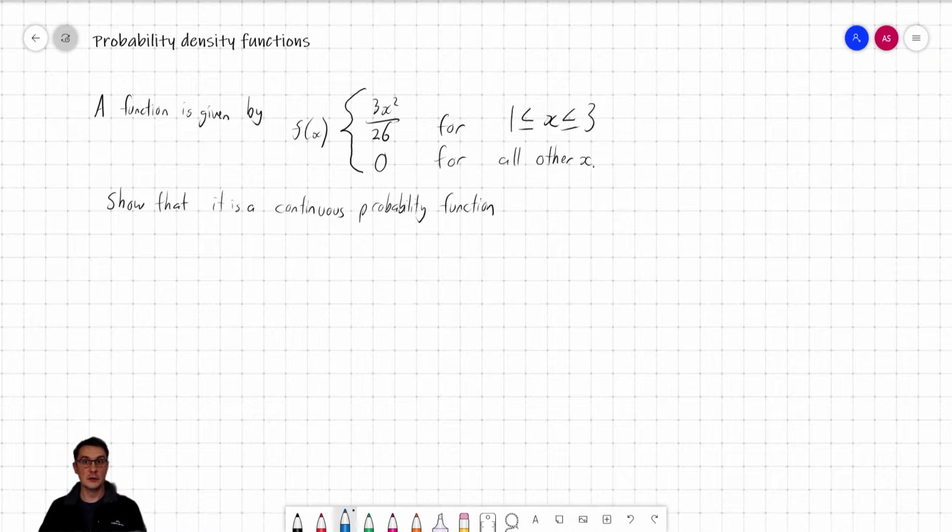Hey, amazing people. We're going to look at an example of determining whether a function we are given is a probability density function. For this function, you can see it's given in a piecewise fashion. The function is 3x squared over 26. One of the key things here is it's only given a select domain, between x equals 1 and x equals 3. So it's only between those two parts we're looking at it.